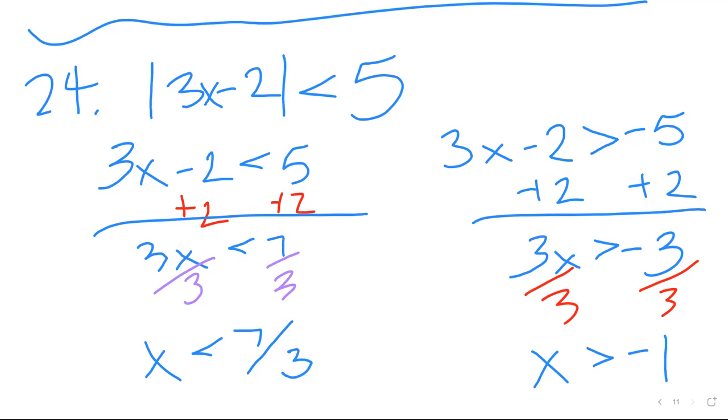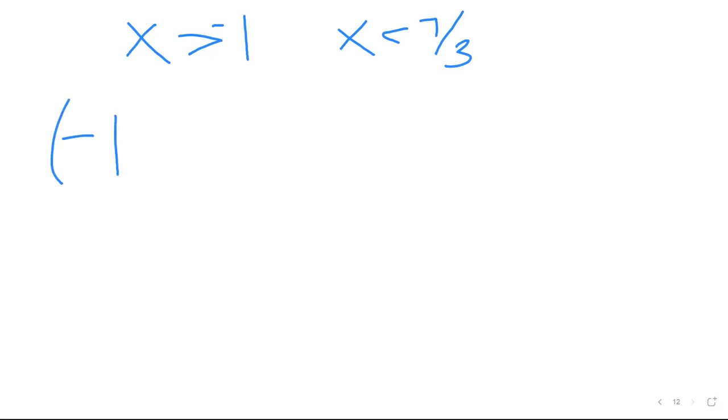Less than 7/3, greater than -1, both not allowing equality, so we use open dots and parentheses in our interval notation. x greater than -1, and x less than 7/3, right? Isn't that what we had? Less than 7/3, greater than -1. So greater than -1, let's start there. -1 is going to be our leftmost point if we're greater than it. And then less than 7/3, that's positive. So we're going to run into that as we go up from -1.